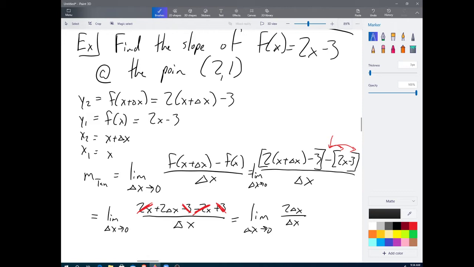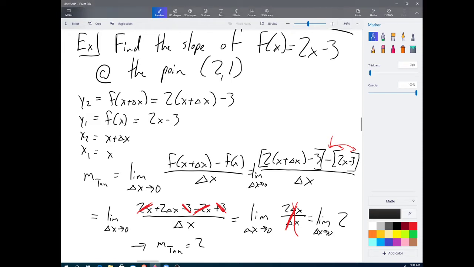All right, what else cancels? All right, Andrew typed it in the chat. We got it. Your delta x, you got one upstairs, you got one downstairs. Those go away. Now we have the limit as delta x approaches 0 of 2. What is the limit of that function? 2. It's 2. So this means that the slope of our tangent line is equal to 2.